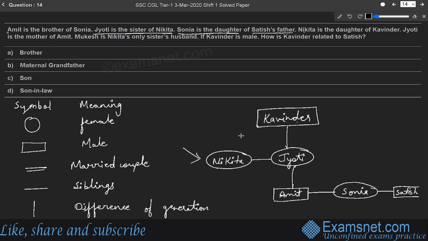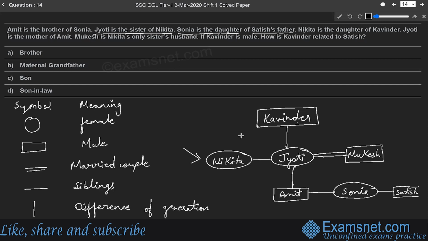Next is: Mukesh is Nikita's only sister's husband. Now, can you tell me who is Nikita's only sister? Nikita's only sister is Jyoti. And it is given that Mukesh is the husband of Nikita's only sister. So Mukesh will be the husband of Jyoti, right? Now for the married couple, we have to use double lines. So the husband of Jyoti is Mukesh.